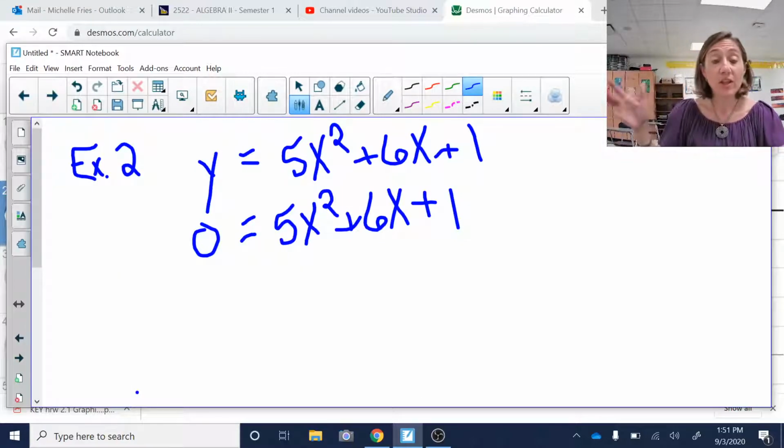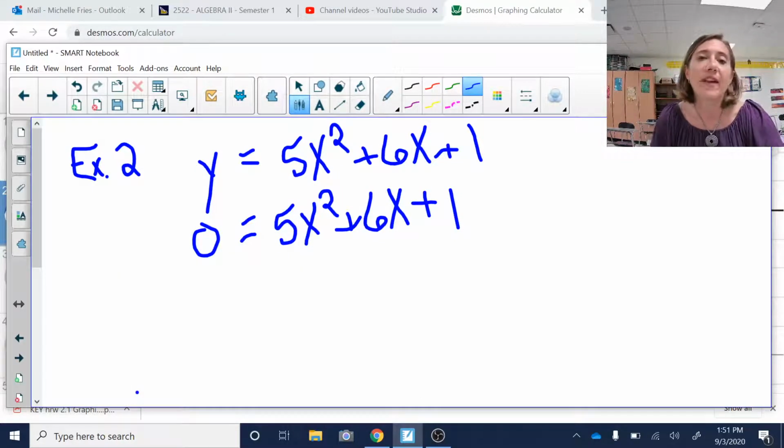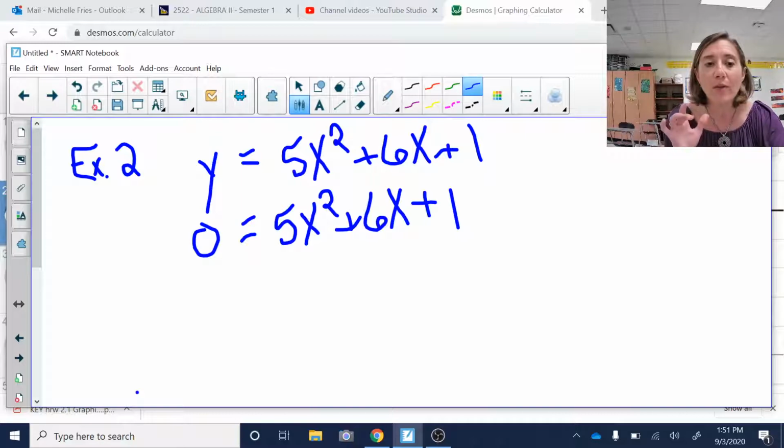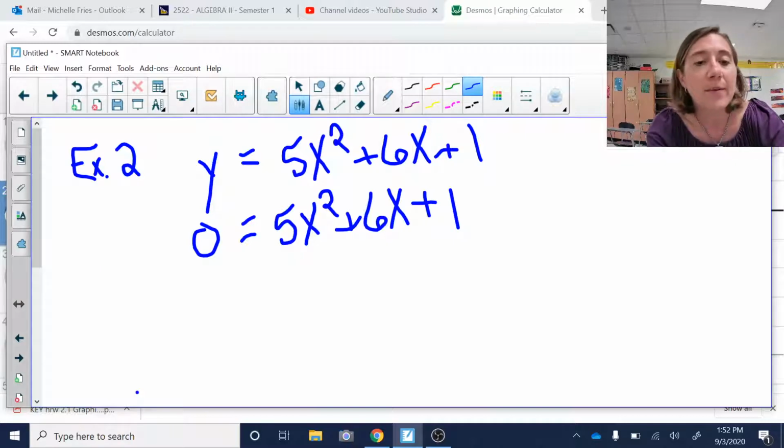So let's go forward a page. Okay, so we have the quadratic function y equals 5x squared plus 6x plus 1, and then we're going to connect that to solving the quadratic equation 5x squared plus 6x plus 1 equals 0. Notice we have a 0 on one side. That's important because the zero product property is what we're going for in solving this. So let's see if we can factor this thing.